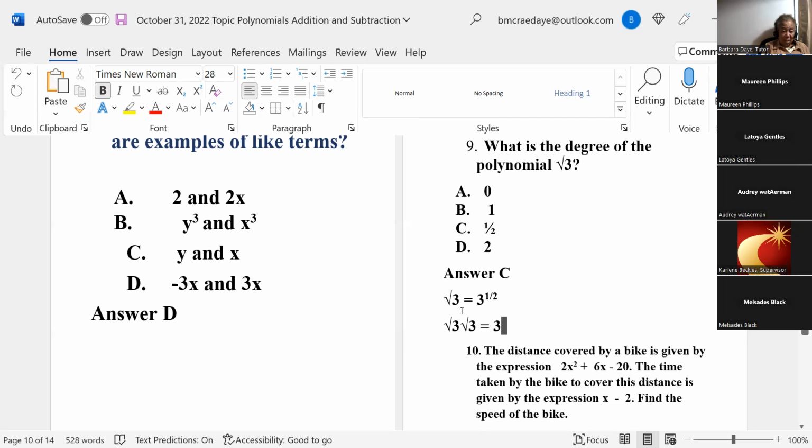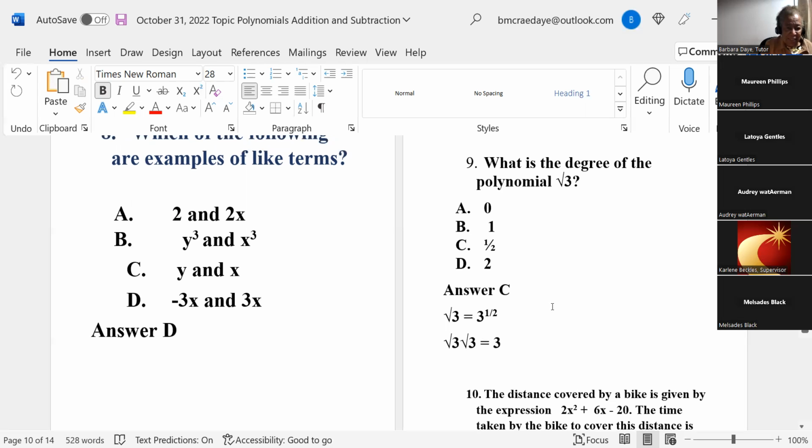That's because 3 to the 1/2 plus 3 to the 1/2 is 3 to the 1/2 plus 1/2, which is 3 to the 1. Got it? Okay. That's the way of remembering that. Just remember, a radical times itself just gives the number underneath the radical, which you call the radicand. Okay, now, anybody want to tell me the distance formula?